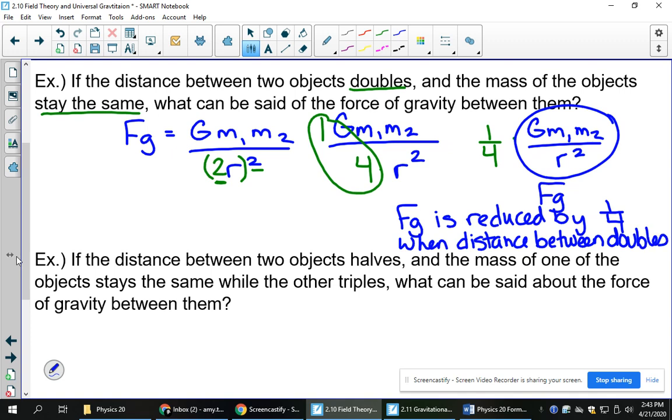I know this is kind of abstract, that we're not putting numbers into our calculator. We're just putting numbers into the equation, pulling them out in front, and saying in words what happens to the force of gravity. So try that for the next one. Now you're going to take the distance between two objects, r, and cut it in half. You're going to take the mass of one object and leave it, and you're going to triple the mass of the other. It doesn't matter which one stays the same and which one triples. Then you're going to pull all the numbers that you inputted into the equation out in front and make a final statement about what happened to force of gravity.